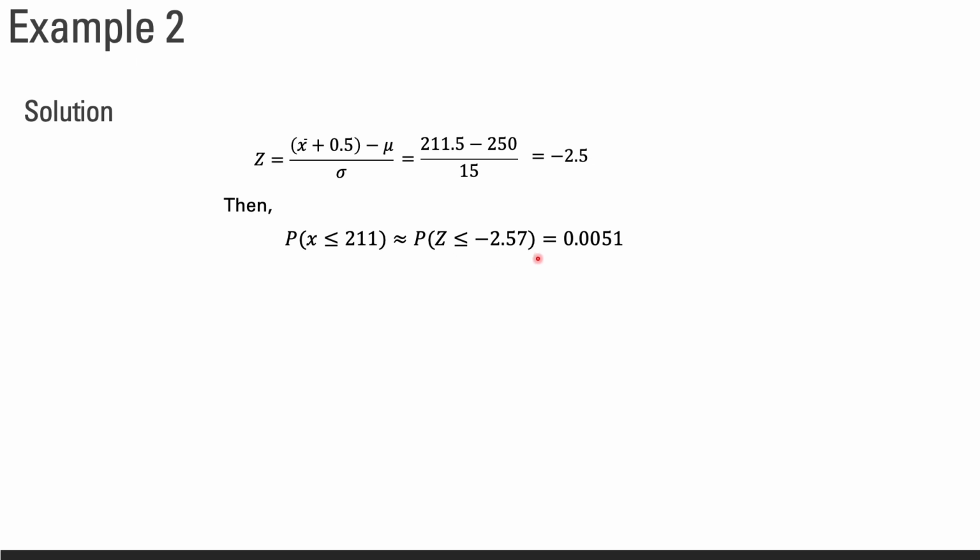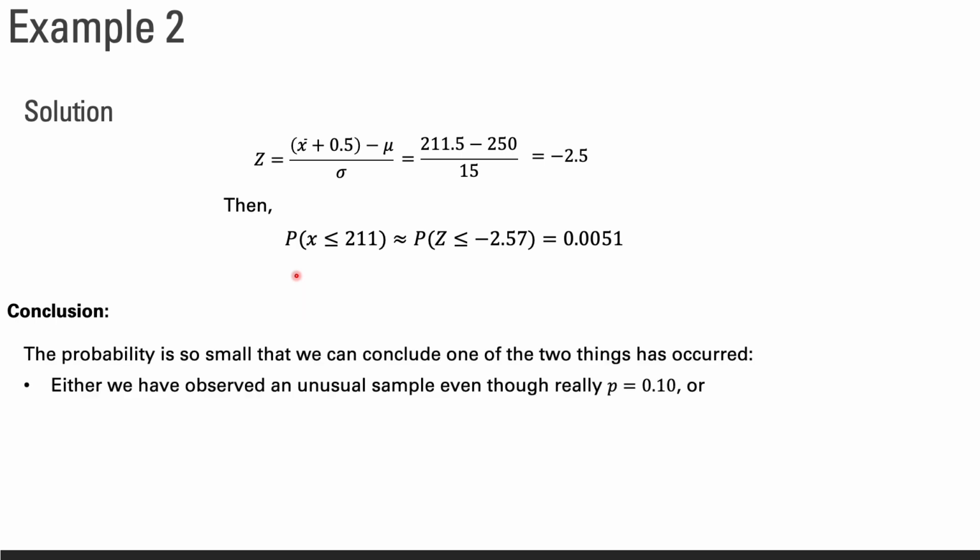If this probability is very small, it means that we have a very small probability of finding 211 people in a sample size of 2,500 that prefer this brand of the cold drink. So from here we can conclude two things. Either we have observed a very unusual sample while the true proportion is really 0.10, or 10%, which means we have found a sample that is very rare.